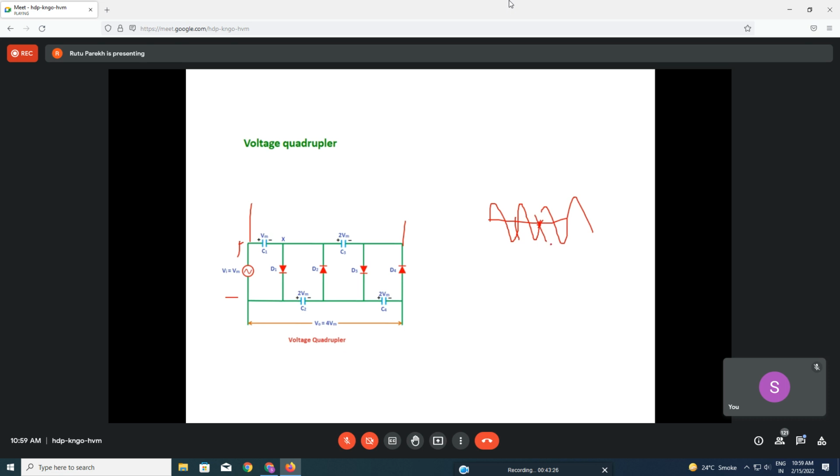So then what is happening during the second negative half cycle? Diodes D2 and D4 are forward biased.